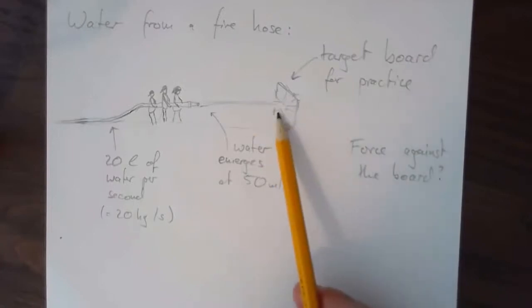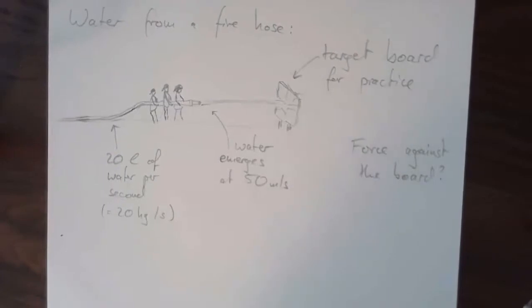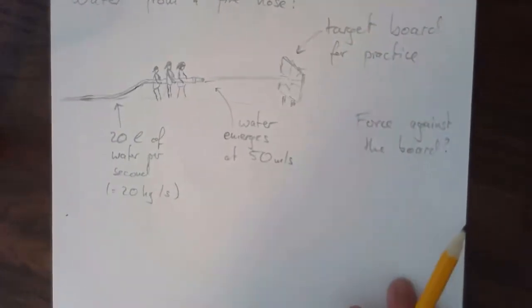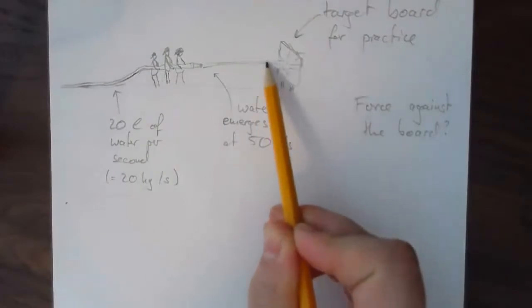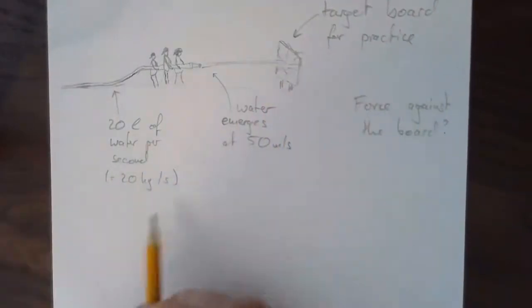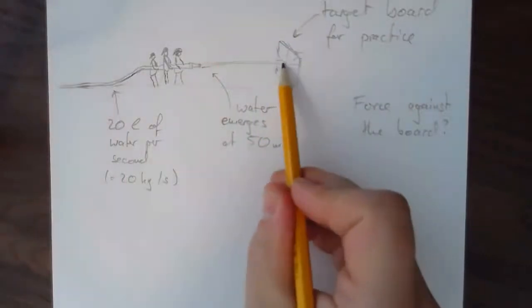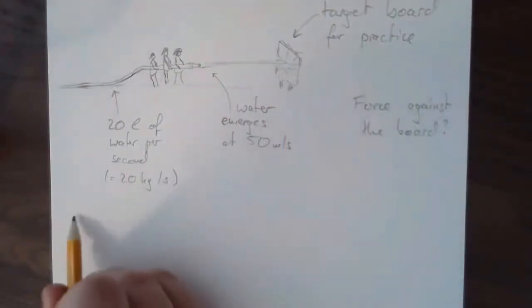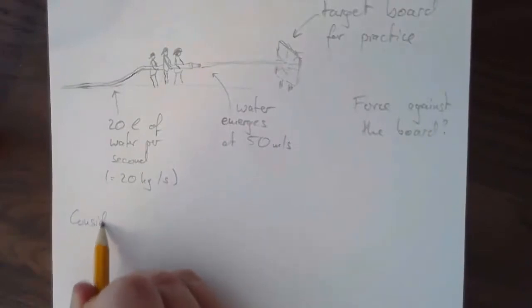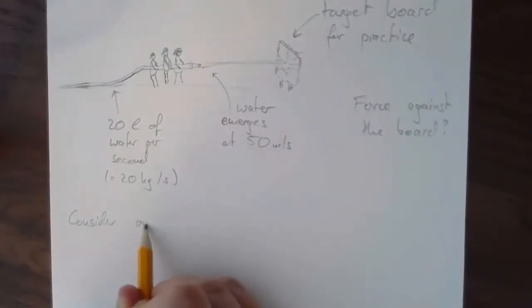Like, are they going to knock it over? How sturdy does it have to be? What is the force against this board? So here's how I would think about this. This is a collision, continuously colliding. So what's the change in momentum of the water every second? I would do this by considering 1 second.